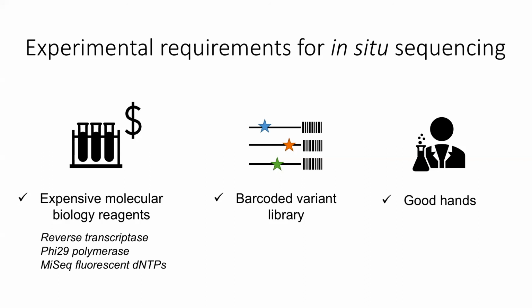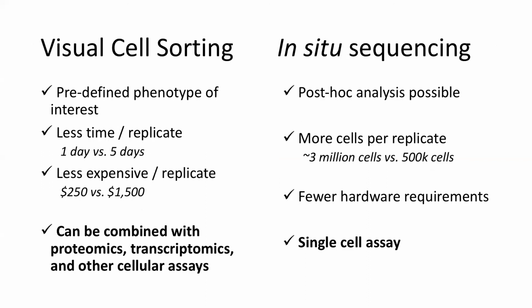Okay, so I thought I would end with what I think are the higher level pros and cons of each of these two approaches. One important difference is, like I said before, visual cell sorting needs a predefined phenotype that you're interested in going after, so you have your analysis pipeline that runs during the experiment that identifies that phenotype. In situ sequencing is nice because you have the images connected to your barcodes. And so you can go back and do other analyses on those images to connect new phenotypes.